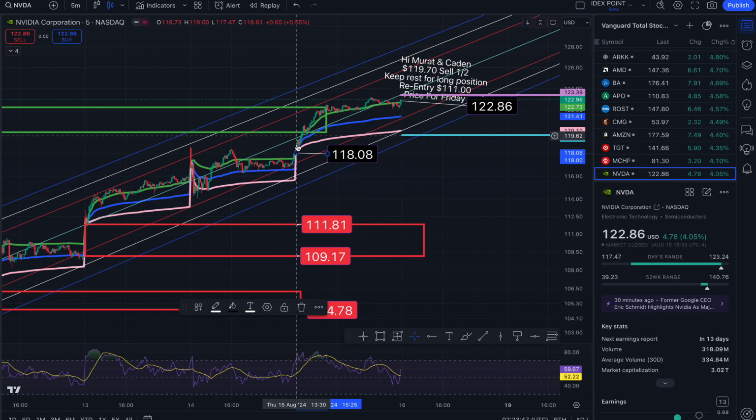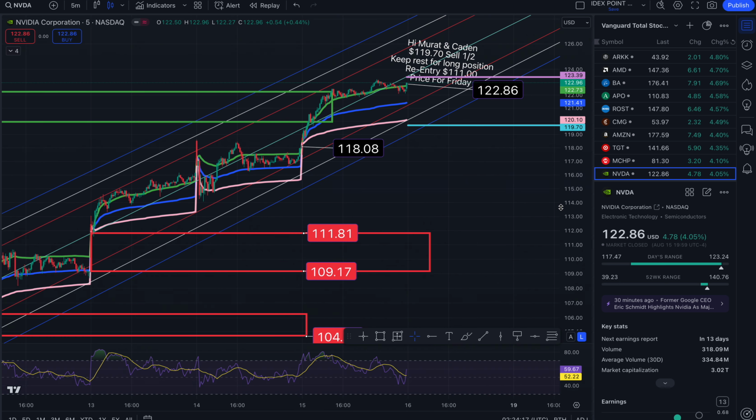I don't know what he bought in at, but congratulations, we did hit that target. So I anticipate that he's out of this trade for what he said, a half of position. So he sold out for gains, and then he's going to keep the other half for a long-term position. So that's awesome. Made his money and got out for some, and then holding on to other shares. That's what I like to do too.